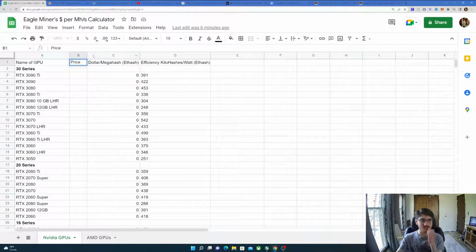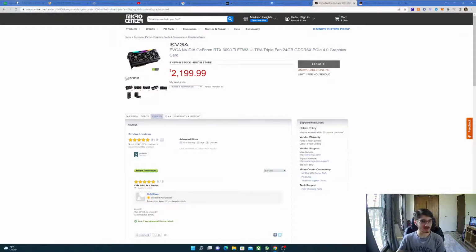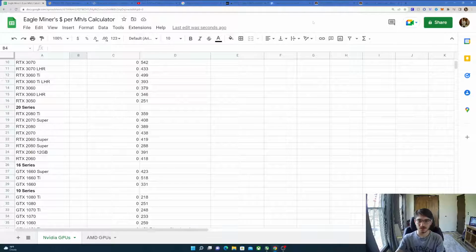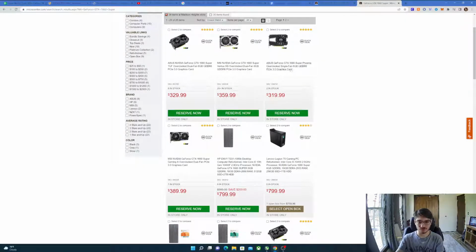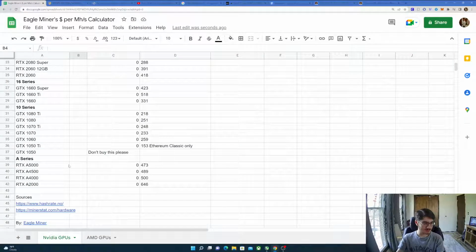So let's say, for example, I want to buy a 3090 Ti, and it costs $2,200. So I go in here and I go 3090 Ti, and I put $2,200. I'm paying $16 a mega hash and getting 391 kilohashes per watt efficiency. If I were to buy a 1660 Super from Micro Center, paying $320, you'd go down here and put the price here, and it would give you the dollar per mega hash ratio and the efficiency.